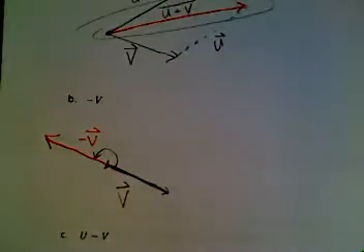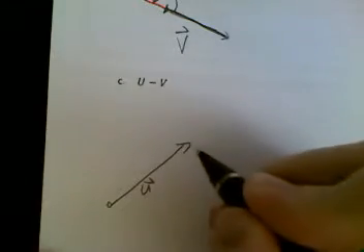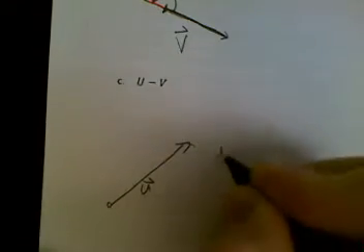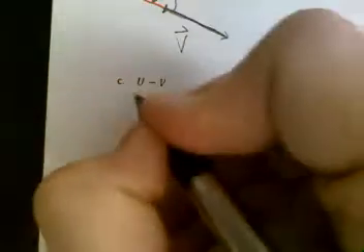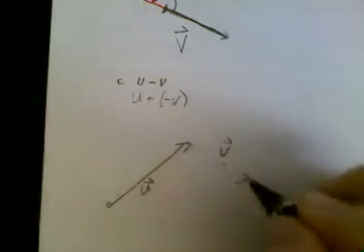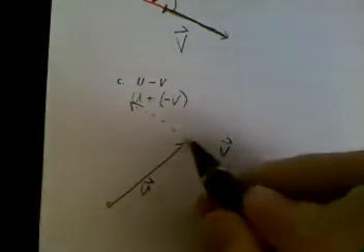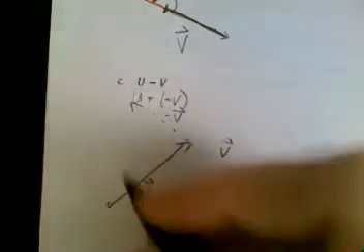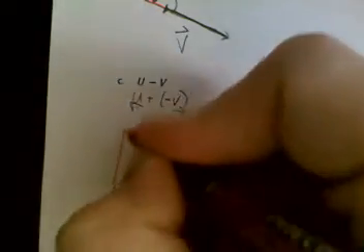So I'm going to do this very crudely. I'm not going to do it perfectly. That there is u. V is supposed to go like this. But I don't want to add u and v. I want to add u plus a negative v. That's the concept. So let me take this thing and flip it to go backwards. It's there. So I did u plus a negative v. And therefore the vector that I'm looking for is this one right here.